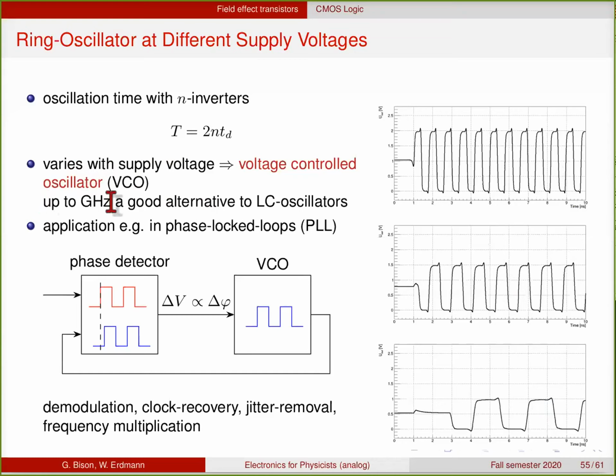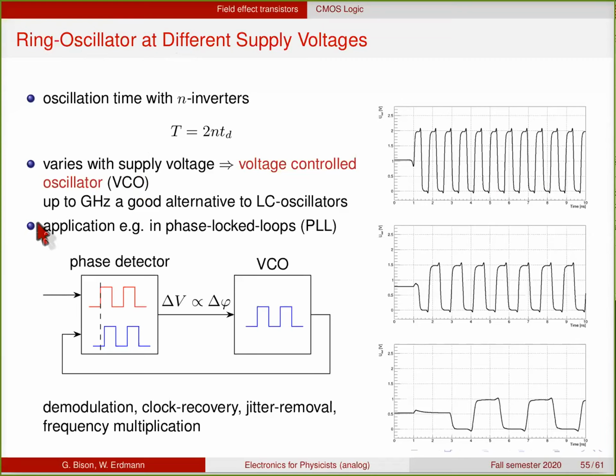Normally, for extremely high frequencies, these are done with LCs using controlled capacitors, for instance, as we've seen with the varactor diode. But up to gigahertz frequencies, as they appear in many applications, this can also be done with a voltage-controlled oscillator of this ring oscillator type, which is nice because then you can directly implement it in your integrated circuit.